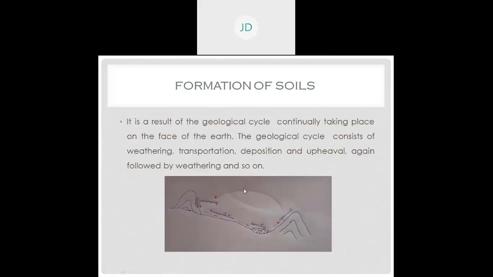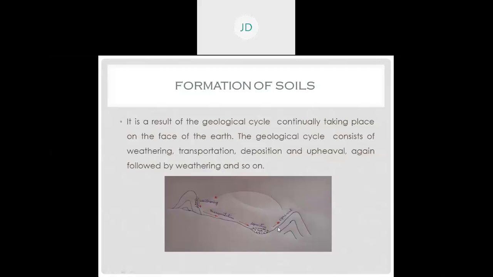So from this again, weathering will act. After weathering, transportation will go on, and again deposition. So again maybe an uphill, so again weathering like that. So this is a cycle, followed by weathering and so on. Due to this cycle, we can have soil that we can see in the present.